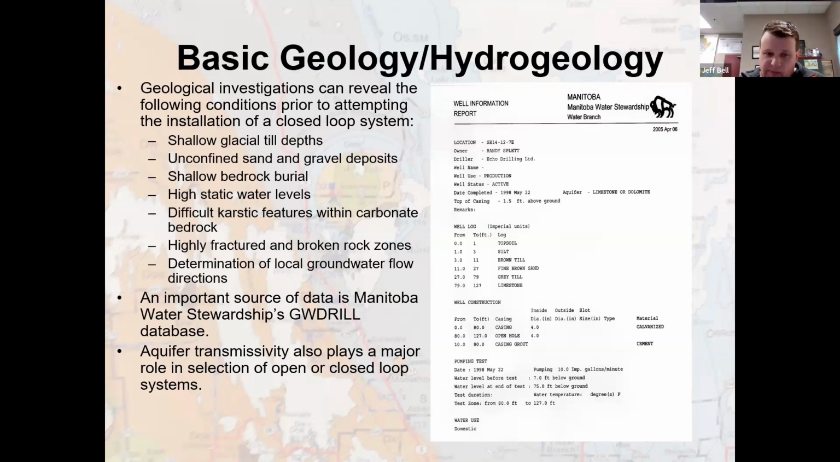Another important part of this is the concept of transmissivity. Transmissivity is basically how much water you can get through a piece of rock under a given head and a given pressure. And this plays a major role in selection of either closed or open loops, whether for grouting or flowing conditions or protection of nearby water supplies. That's another very important thing, is to have an understanding of how transmissive the rock is as well.